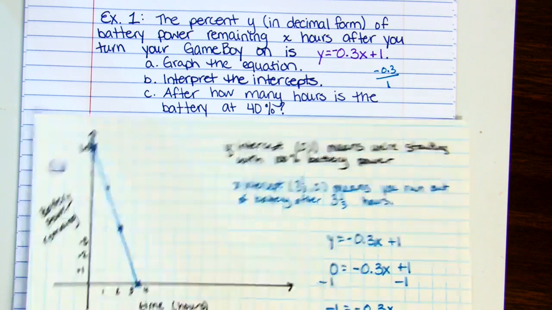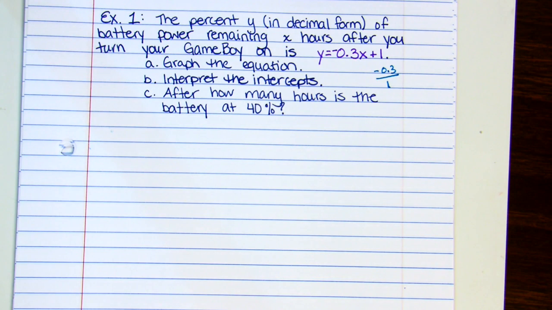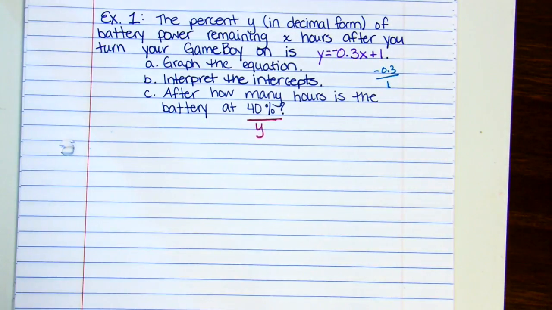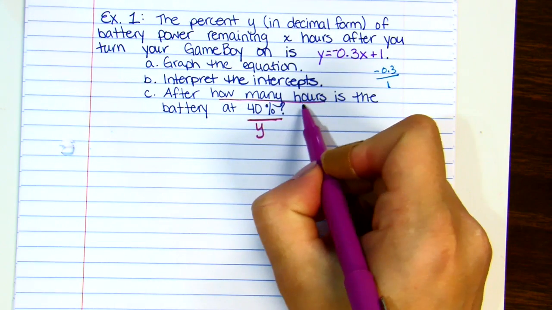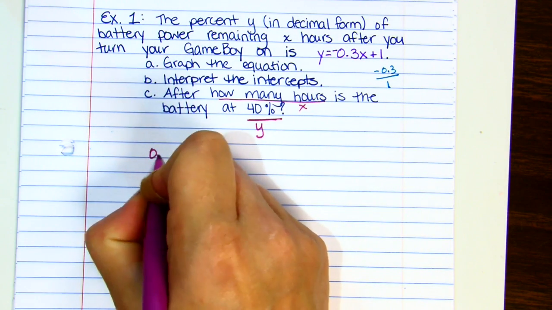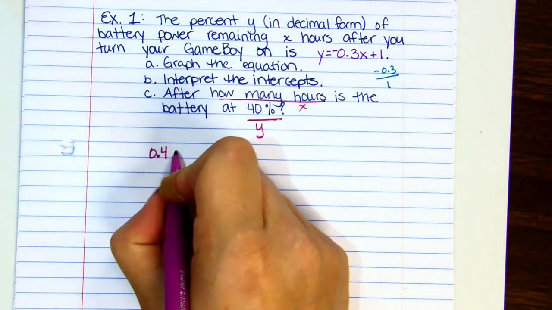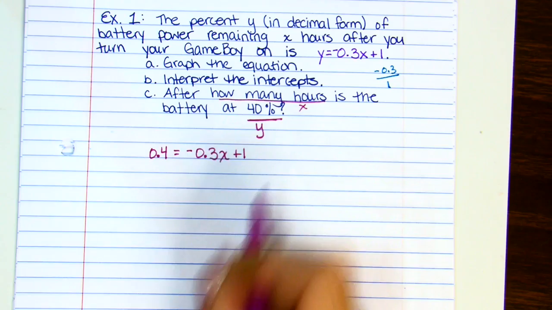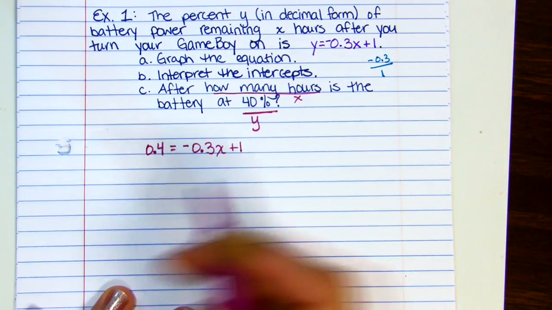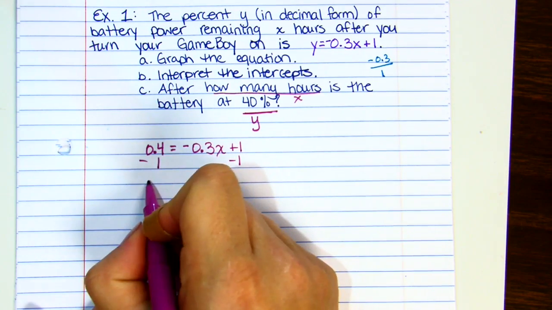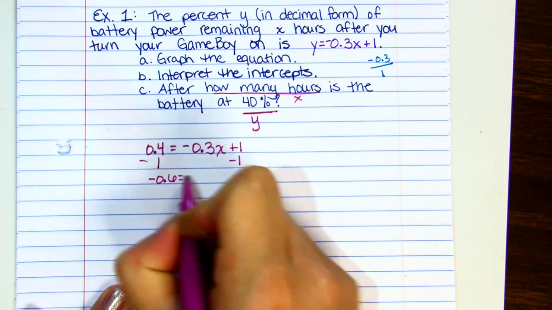But if I wasn't quite confident in my graph, I could also plug this into my equation. I could say, okay, battery at 40%, that's my y. And I want to know how many hours, that would be my x. So my y is 0.4, because that's 40% remaining. That's going to equal negative 0.3x plus 1, and I'm solving for x. So I subtract 1 from each side. 0.4 minus 1 is negative 0.6.